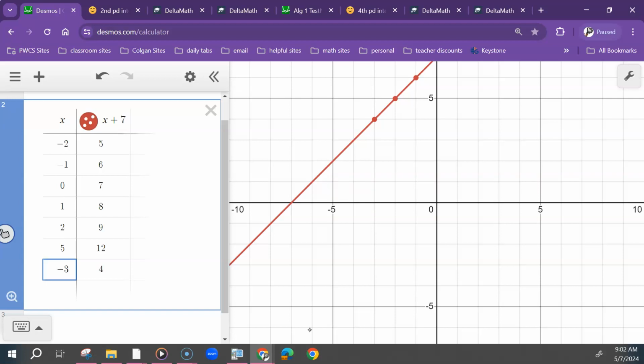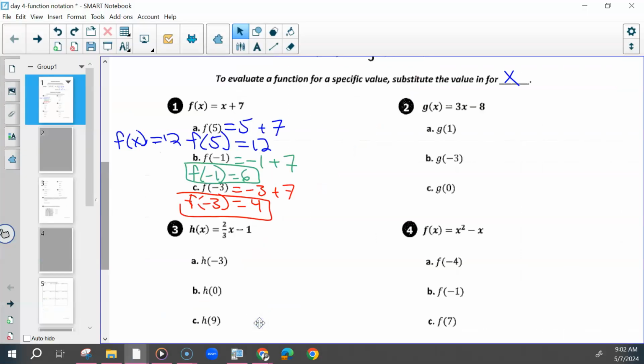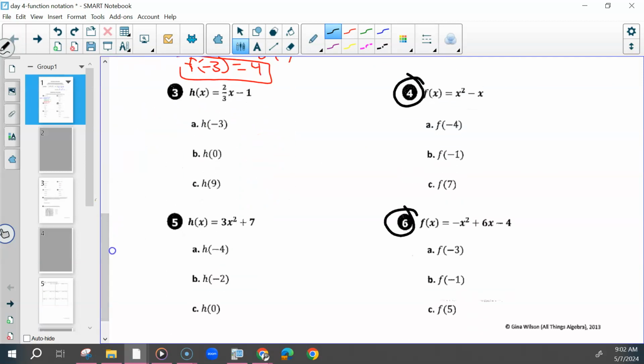Look at numbers 2 through 6. Which of those do we want to see you go over and have questions about? 4 and 6. So I'm going to start to set up each one. You choose whether you want to do it by hand, in the calculator, or Desmos, and go ahead and start doing that.